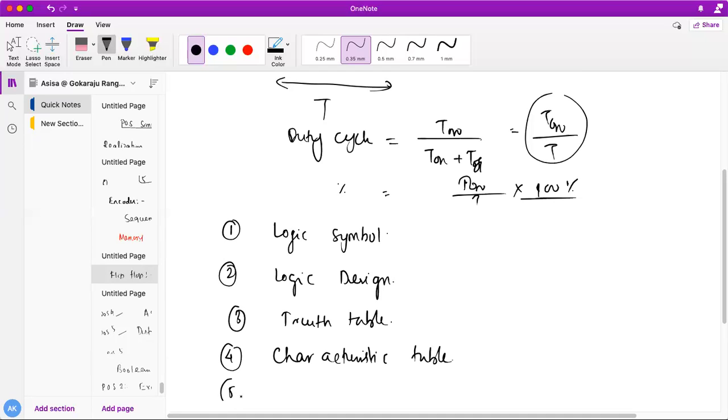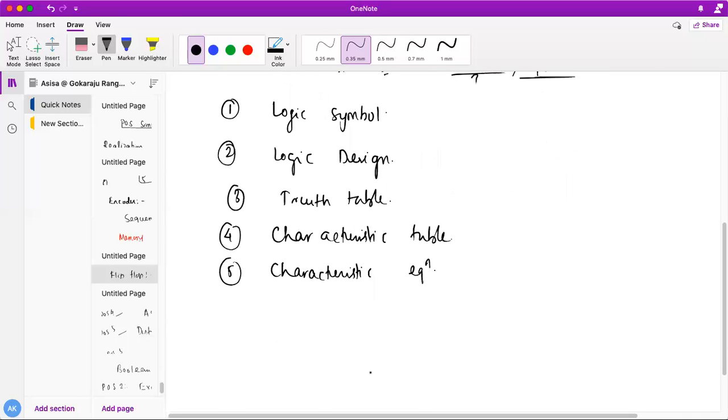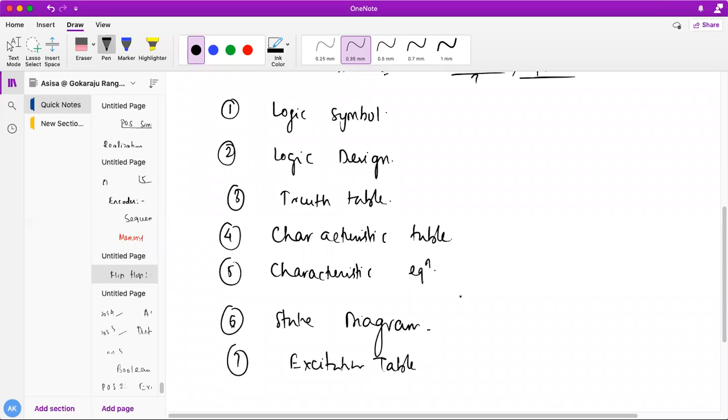Okay, and next the characteristic equation, and then we are going to study the state diagram. Okay, and finally we are going to study the excitation table. So these are the things we are going to study for all the flip-flops. There are many flip-flops.